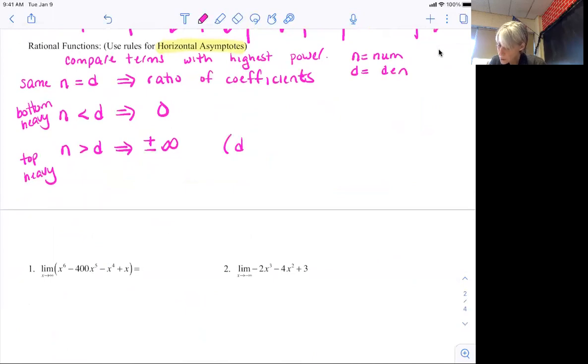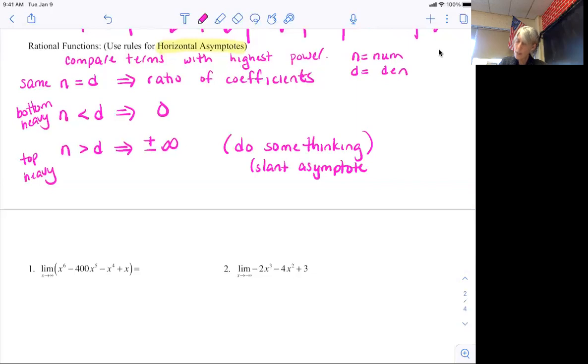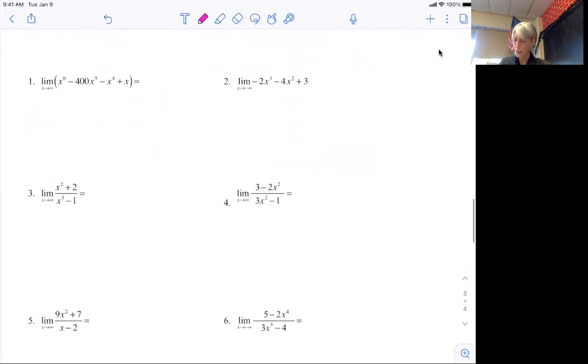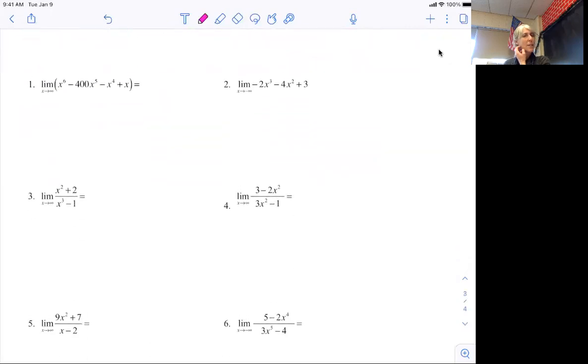For these, we're going to do some thinking. These are examples of a slant asymptote. And we're going to think about what happens if I plug in a really big positive or a really small negative. Okay, so just at this point, we're going to do some thinking. So now let's work through the examples because you're going to see how easy this is to do.